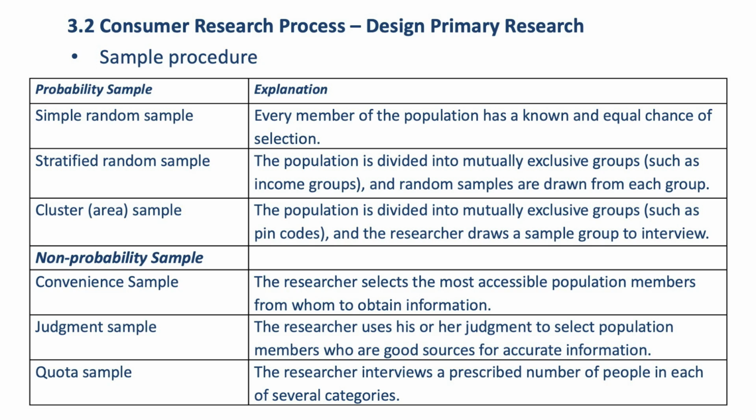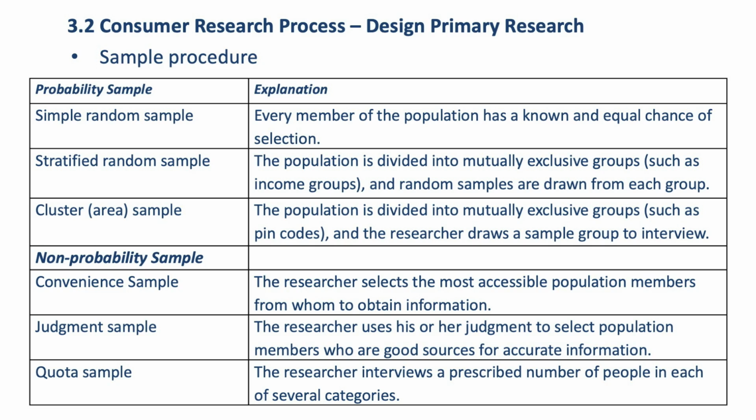Here there are various approaches given. Simple random sampling: every member of the population is known to have an equal chance. Stratified random sample: the population is divided into mutually exclusive groups such as income, etc., and randomly the samples are drawn. So stratified on a certain criterion. Cluster: the population is divided into mutually exclusive groups, say pin code. So a cluster is found, and then from that cluster you draw the data. So these three, simple random, stratified random, and cluster, are probability samples.